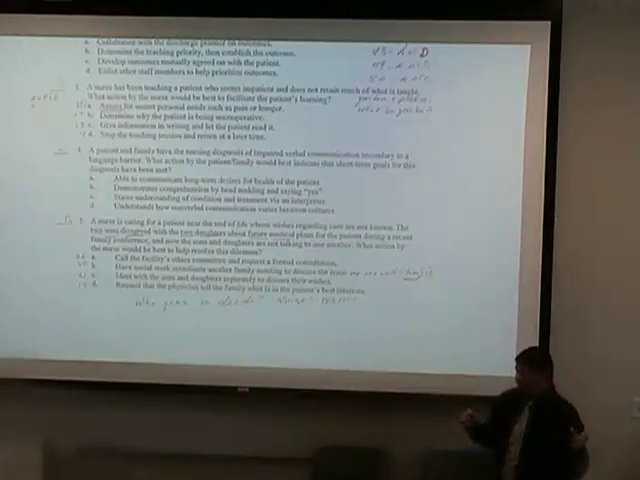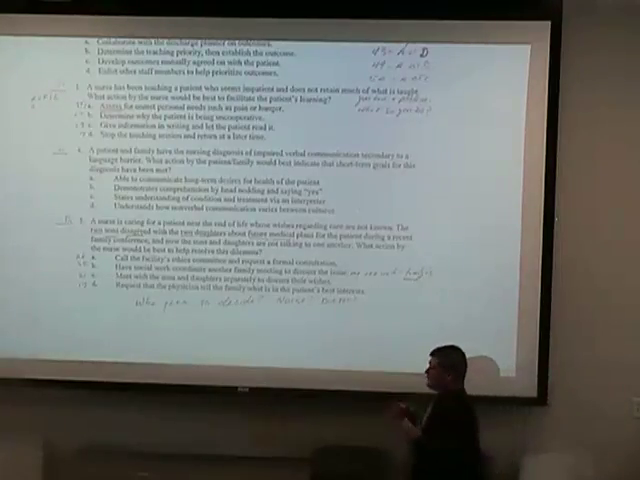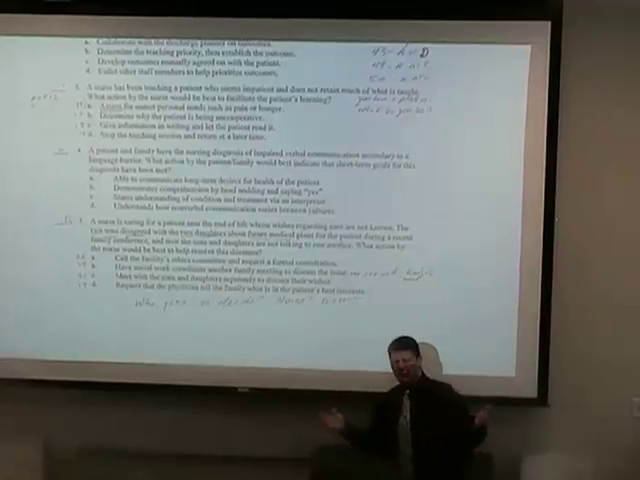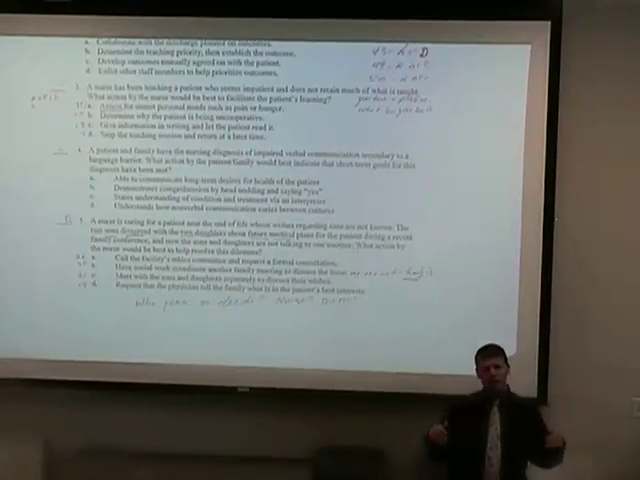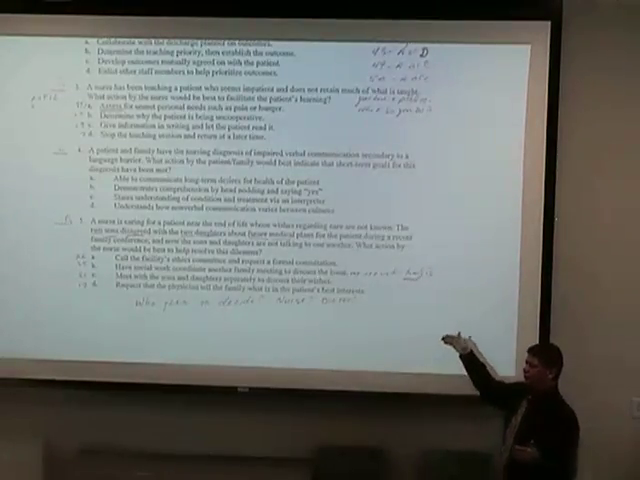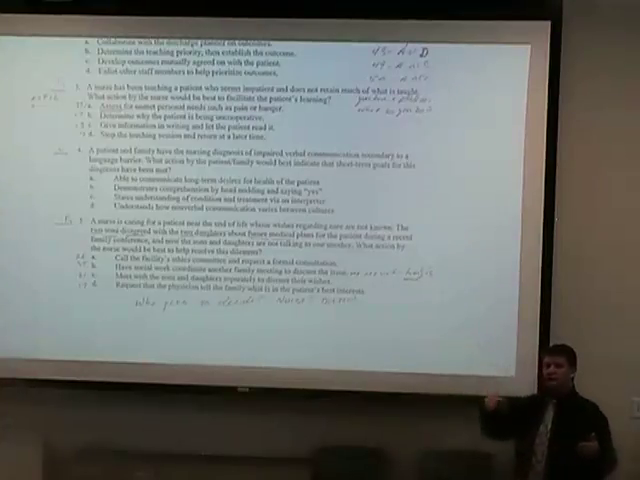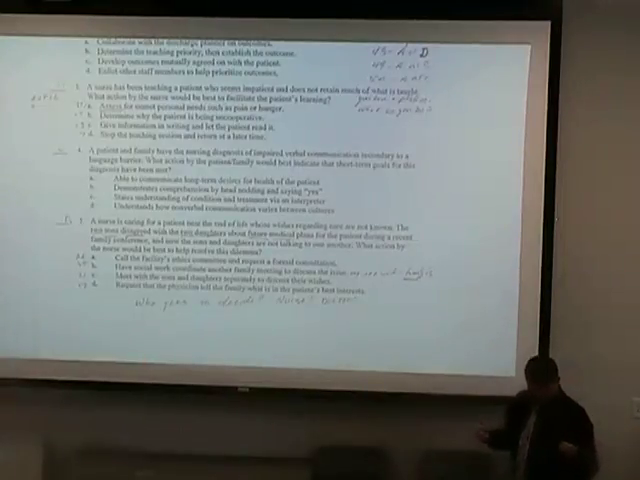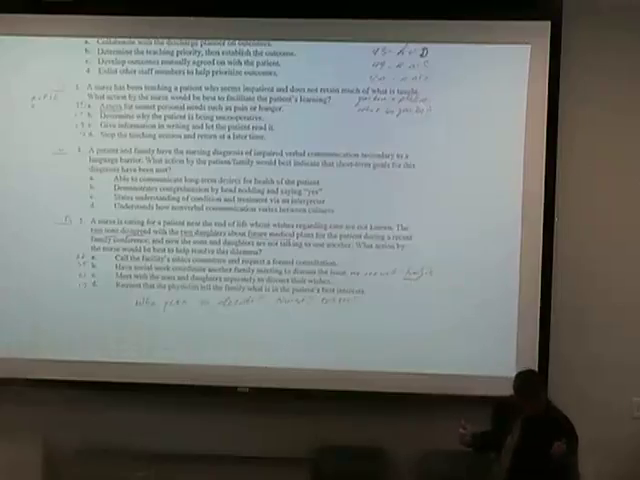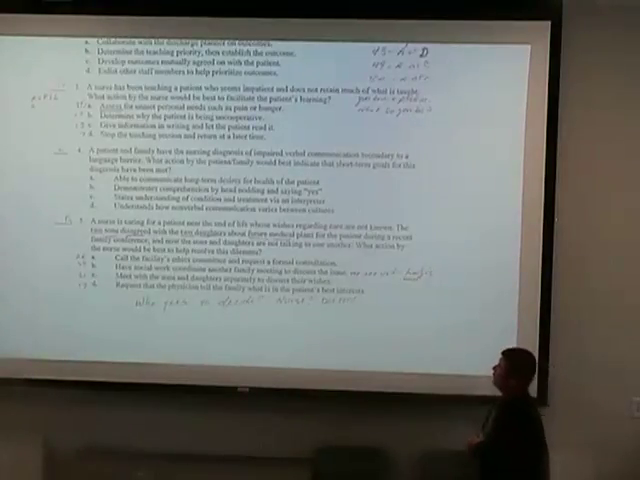Right? So our diagnosis might be something like impaired family interactions related to disagreement over end-of-life care, okay? So now the question is, what action by the nurse would best help resolve this dilemma, okay?